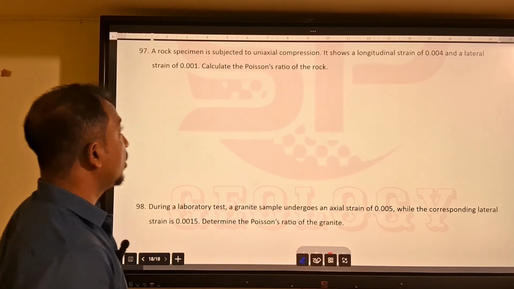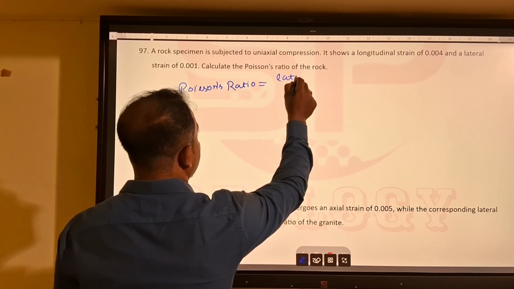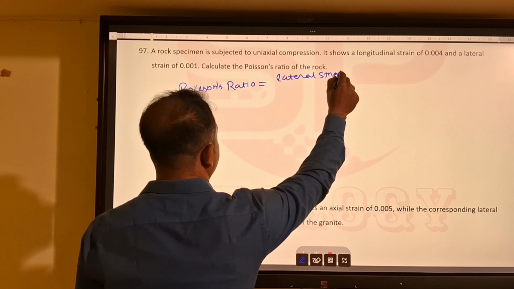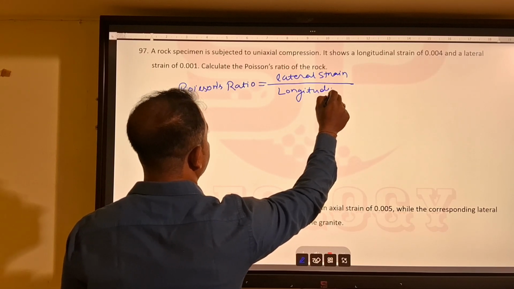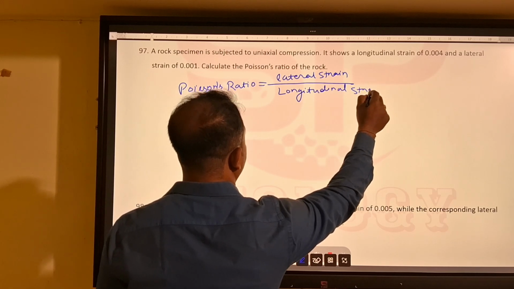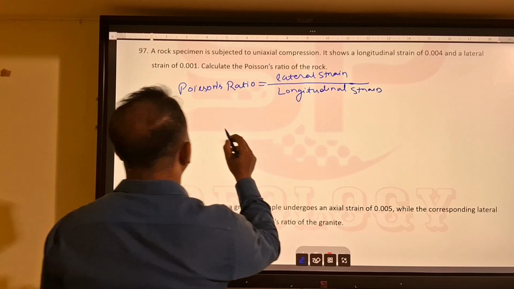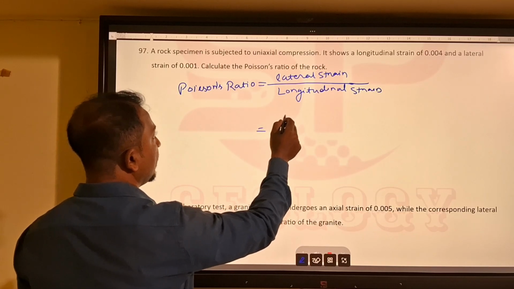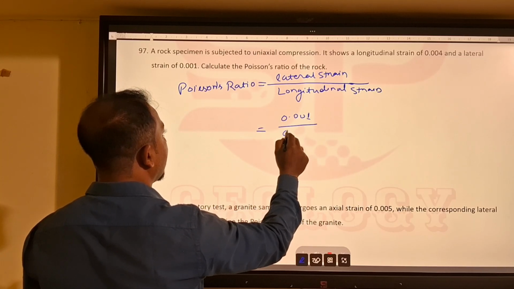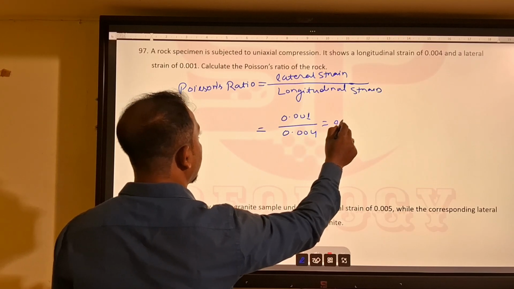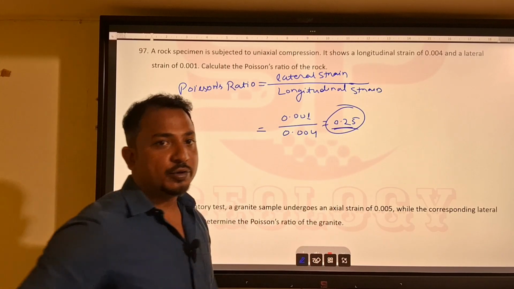This comes to the calculation of Poisson's ratio. It is lateral strain divided by longitudinal strain, or you can say transverse strain by longitudinal strain. So in this question, longitudinal strain is given 0.004 and lateral strain is given 0.001, divided by 0.004, 0.25. So most rocks have a Poisson's ratio of 0.25.